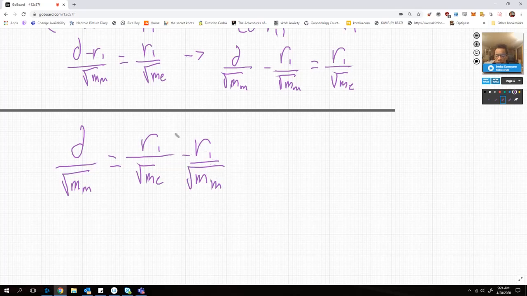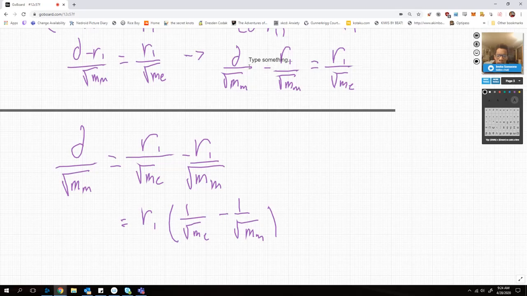All right, cool. Now I can factor out an R1, and I get R1 times (1 over square root mass of Earth minus 1 over square root mass of moon), still equal to D here. All right, now I find common denominators. Last time I screwed up the sign. Did I screw up the sign again? Yeah, I did. This should be a positive here. We add both of them together. So this is positive. Cool. Glad I caught myself.